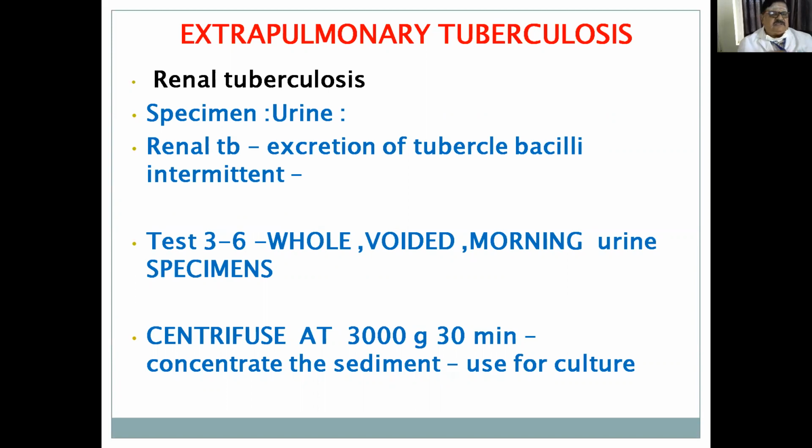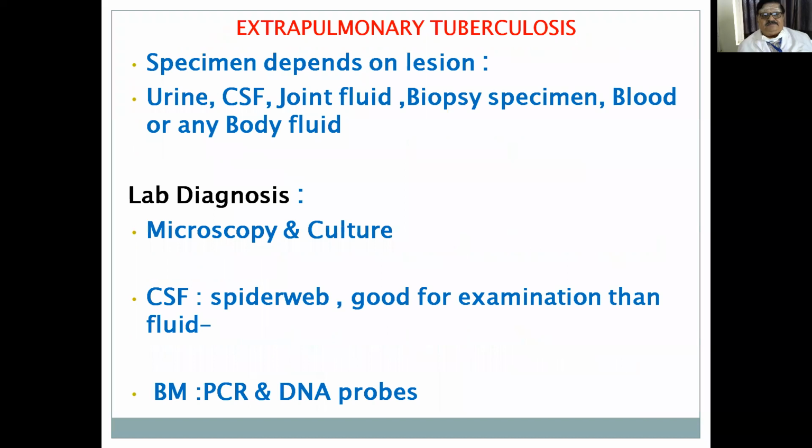Now, coming to extrapulmonary tuberculosis, that is tuberculosis not affecting the lungs. So what are all these specimens? If it is renal tuberculosis, naturally the urine is a specimen. Excretion of bacilli is intermittent. So you better take early morning whole urine, 3 to 6 specimens. Centrifuge at 3000 g for 30 minutes, concentrate the sediment, do the Ziehl-Neelsen, and also use it for culture.